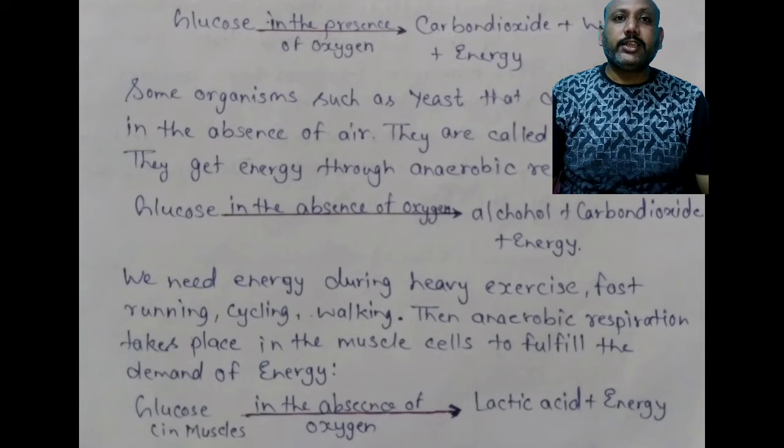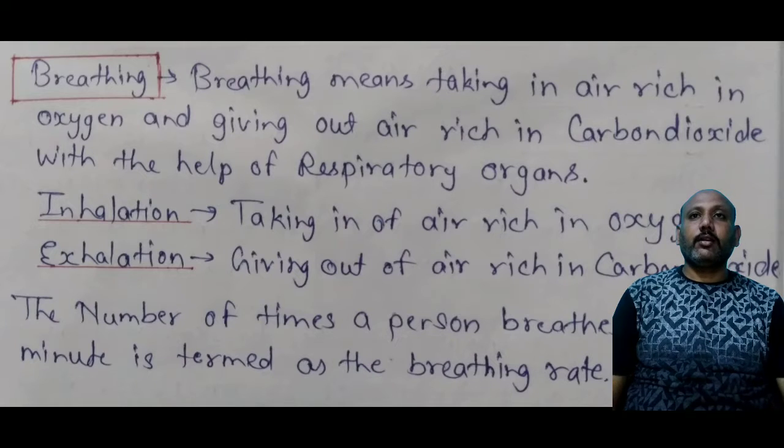We need energy during heavy exercise, fast running, cycling and walking. Then anaerobic respiration takes place in the muscle cells to fulfill the demand of energy. Glucose in muscles is changed, in the absence of oxygen, into lactic acid and releases some energy.